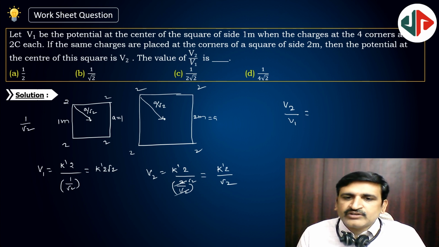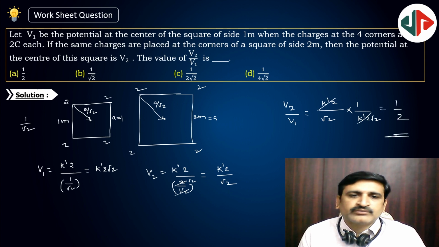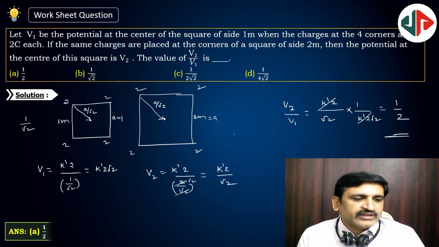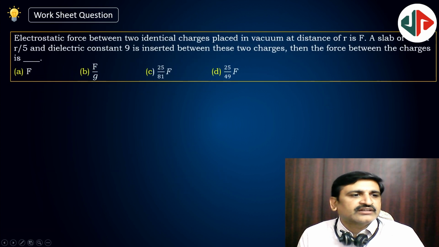V2 is equal to K dash 2 by root 2 into V1, which is V1 by K dash 2 root 2. K dash 2 will go, so this is 1 by 2, option A. Should be patient enough while solving and simplifying.